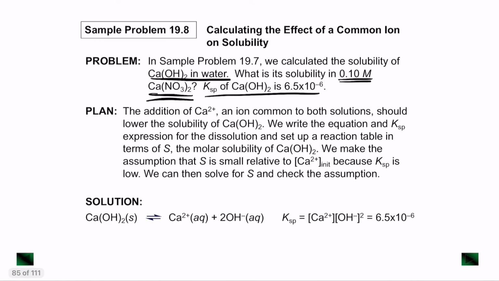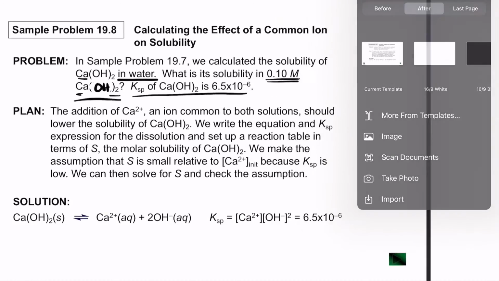I think the problem is still Ca(OH)2. They're asking us to calculate the solubility in 0.10 M Ca(OH)2. Again, we know that Ca(OH)2 upon dissociation becomes Ca2+ plus 2OH-.